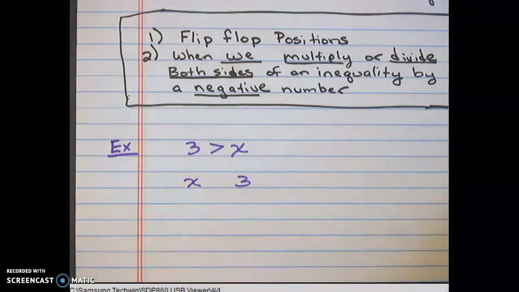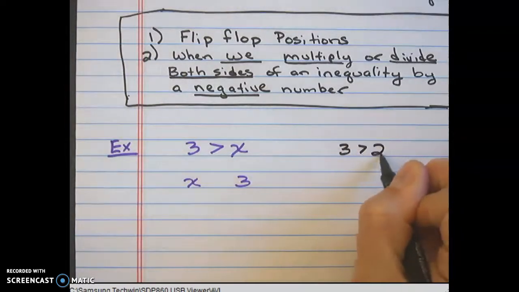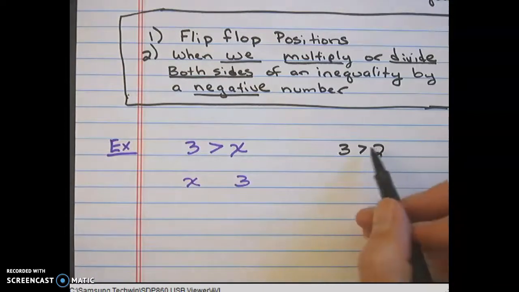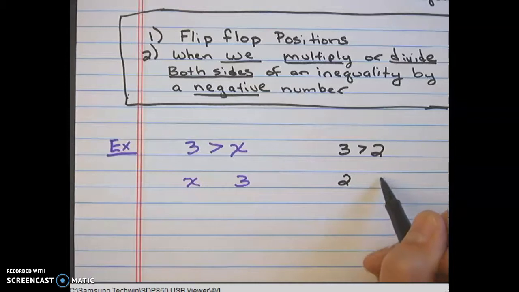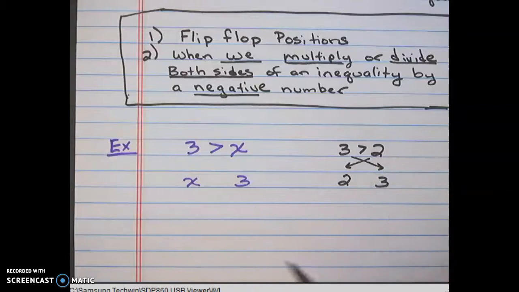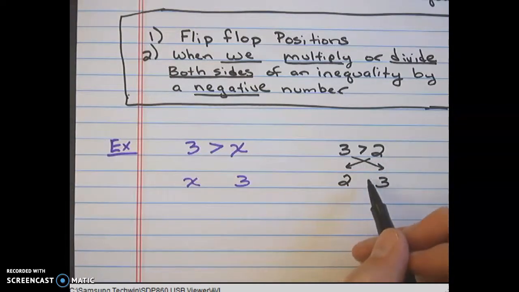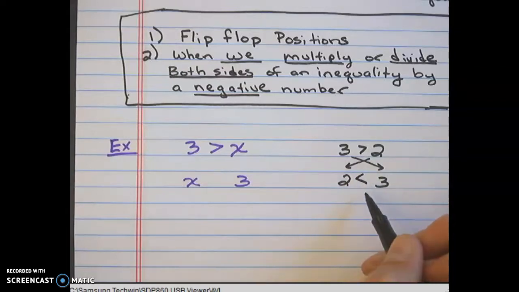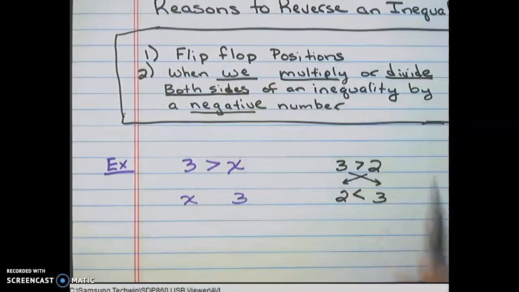So if I said, for example, 3 is greater than 2, I think you guys would all agree with that. But if I instead didn't want to talk about how does 3 compare to 2, I want to compare how does 2 compare to 3. So I want to flip-flop these positions. I want to just take them and switch their order. If 3 is greater than 2, I can't say 2 is also greater than 3. I have to reverse that inequality. So it goes from greater than, pointing to the right, to less than, pointing to the left. So that's what I mean when I say we have to flip-flop positions. We have to reverse the inequality.